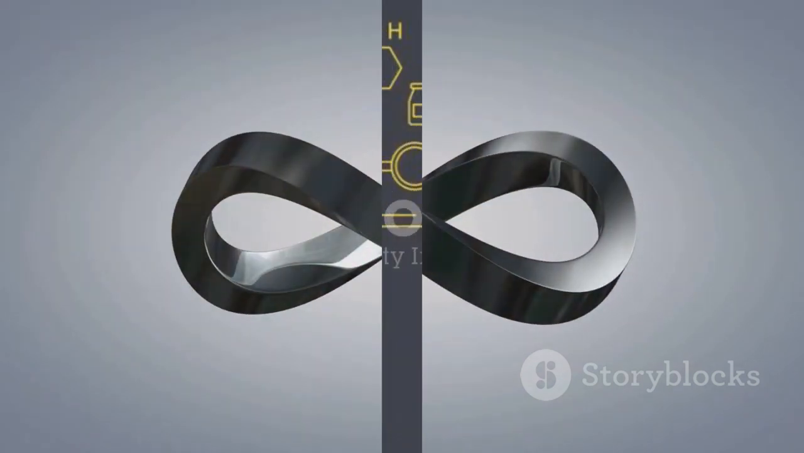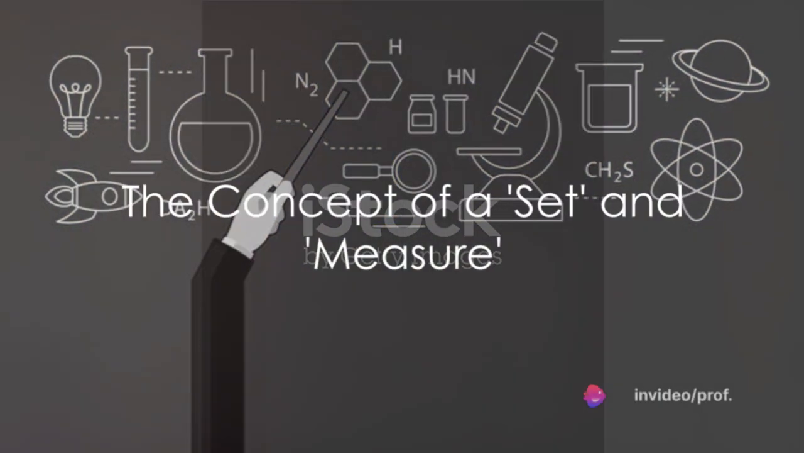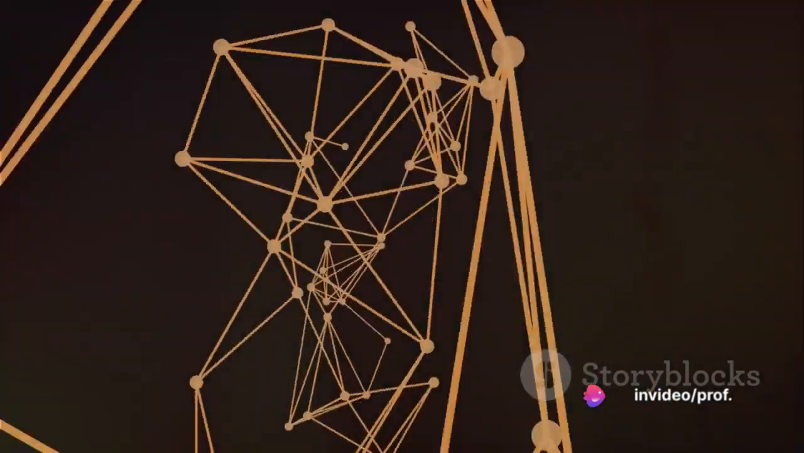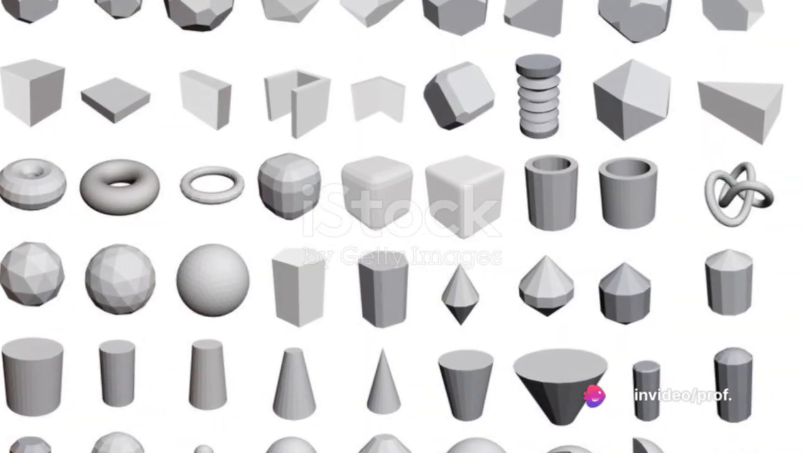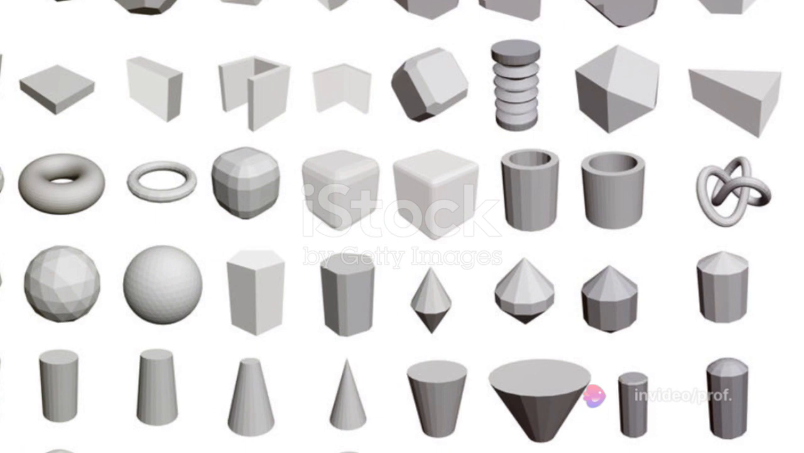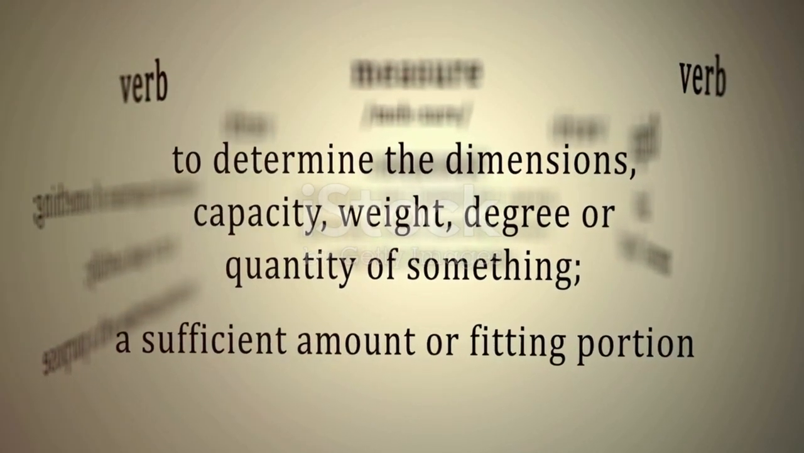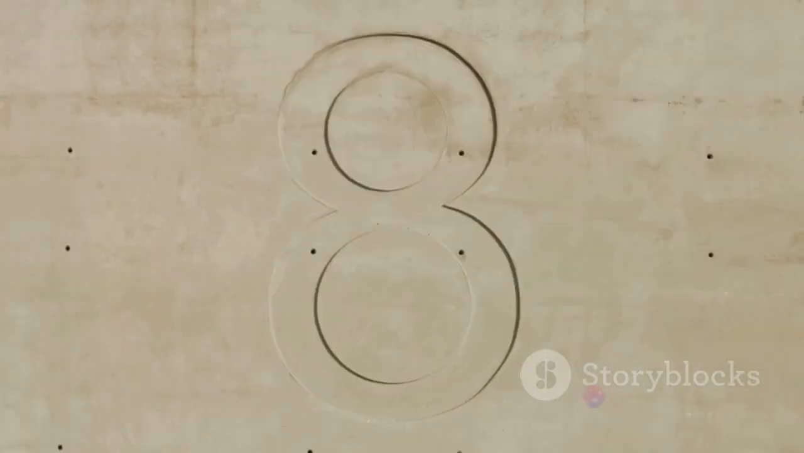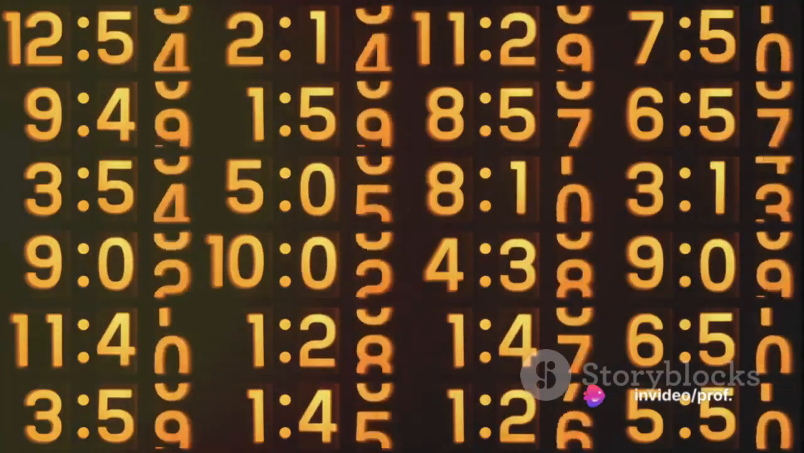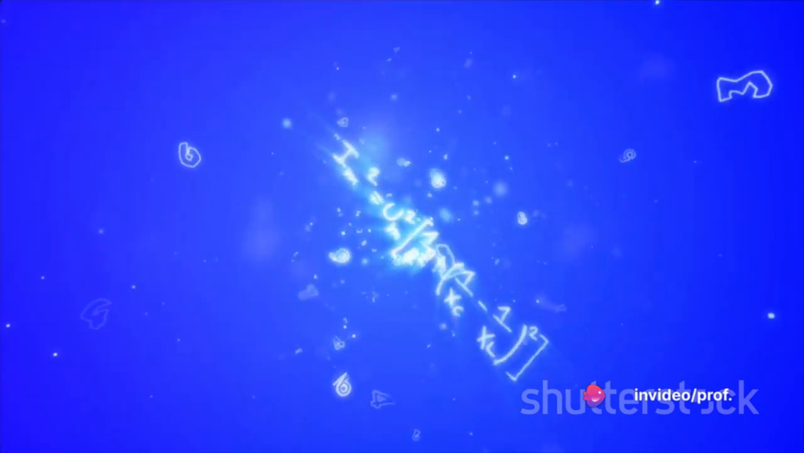infinitesimal coexist. Measure theory begins with the concept of a set, a collection of distinct objects. These objects could be anything: numbers, points in space, or even other sets. The measure of a set is a way of assigning a size to it. For a finite set, this is easy. The measure is just the number of elements, but for an infinite set, things get trickier.